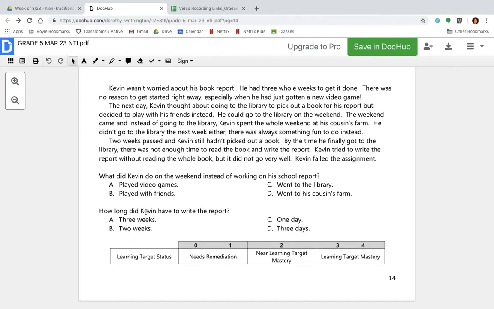How long did Kevin have to write the report? A. 3 weeks. B. 2 weeks. C. 1 day. D. 3 days.